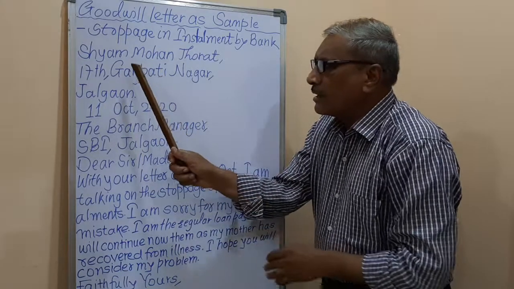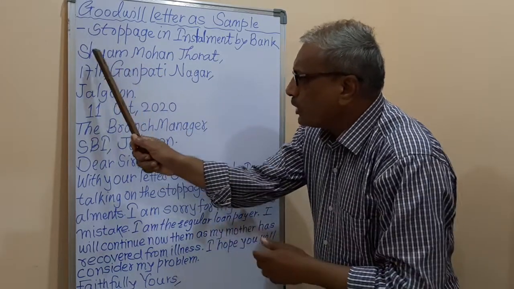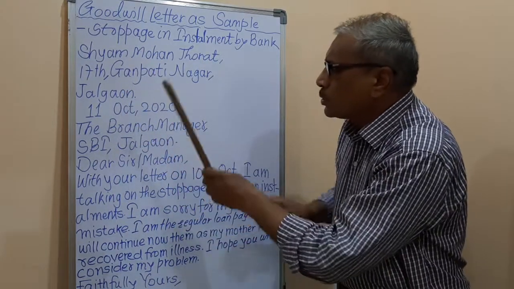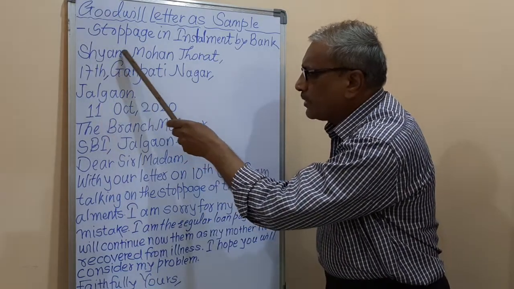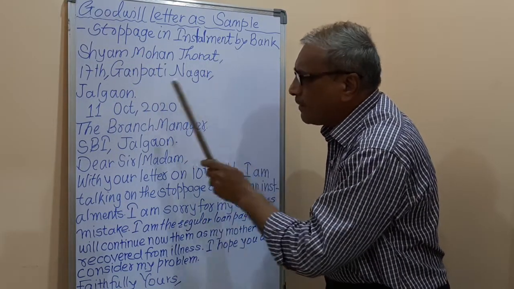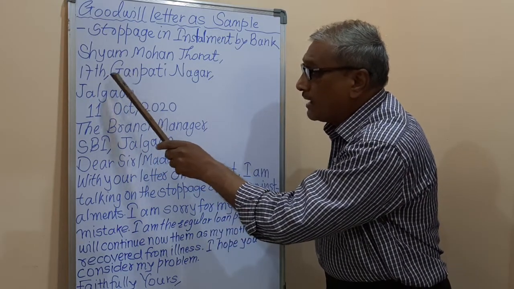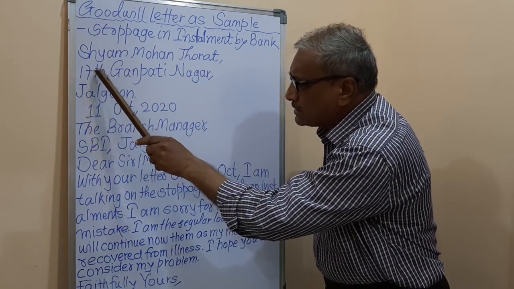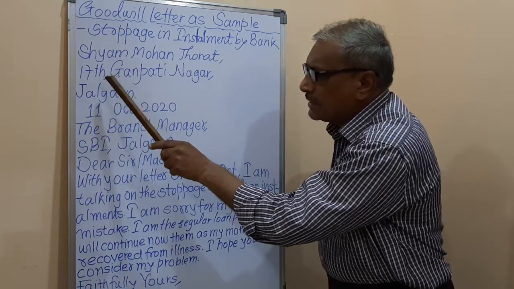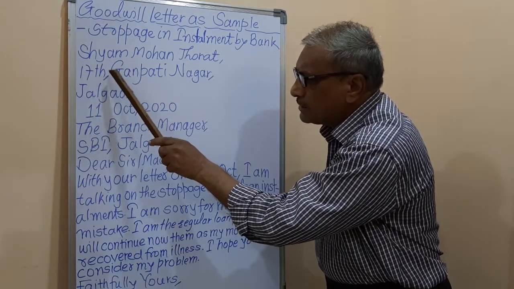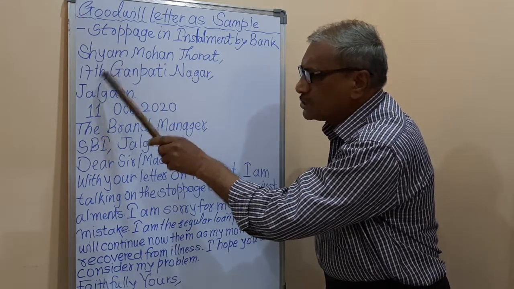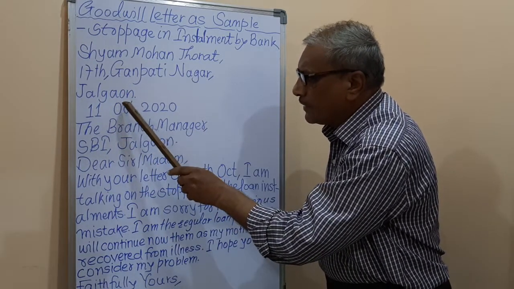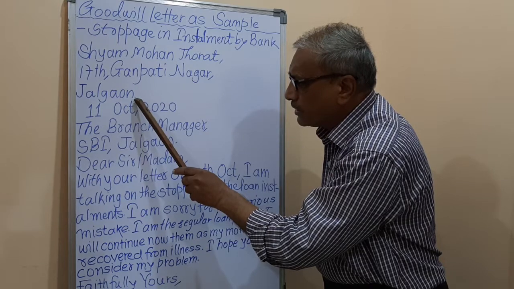While writing this letter, we also should give our address like this, and then we should start our letter. Our address will be like this: here will be our name, then comma, then the landmark of our address, then comma, then, because this is the 17th house, here is the comma. Then we should stop the address and give the full stop.